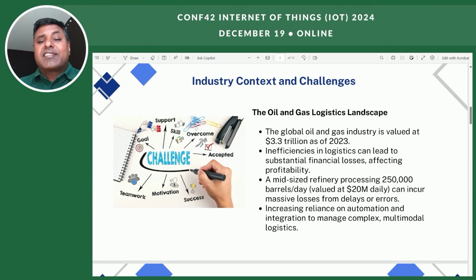The oil and gas logistics landscape, or the global oil and gas industry, is valued at 3.3 trillion as of 2023. Inefficiency in logistics can lead to substantial financial losses, affecting profitability. A mid-sized refinery processing 250,000 barrels per day, valued at 20 million daily, can incur massive losses from delays or errors. There is increasing reliance on automation and integration to manage complex multimodal logistics.